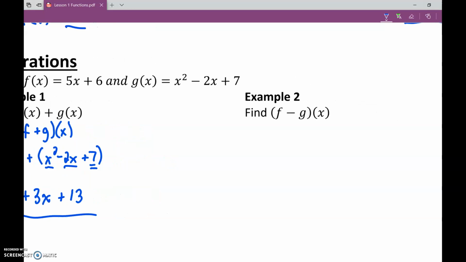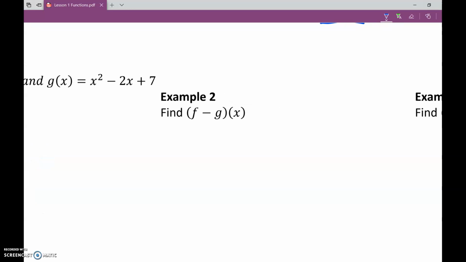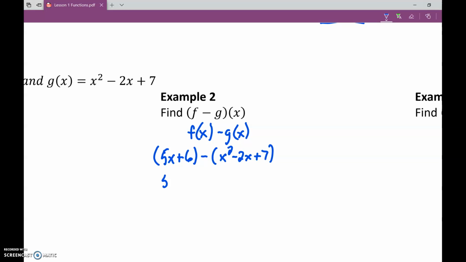Okay, same two functions, but example 2, now we're subtracting, so this is one notation you might see it written in. The other would be f of x minus g of x. So we're going to take our f rule minus the g rule, and here parentheses are very important right here, because I'm going to have to distribute this negative to all three of these terms in this rule right here. So let's do that.